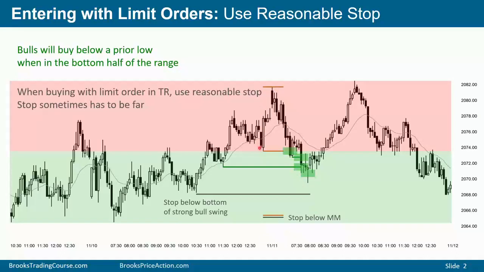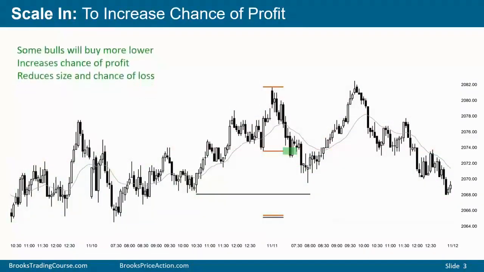Another alternative is we have a strong breakout here and we reverse down. Theoretically, the bulls wanted to get a double bottom here, and instead the market's selling off. The bears want to get a measured move down. And therefore, putting a stop just below a measured move down is another logical stop. Some bulls will rely on the wide stop and buy more lower, hoping to get a test back up near the top of the range.